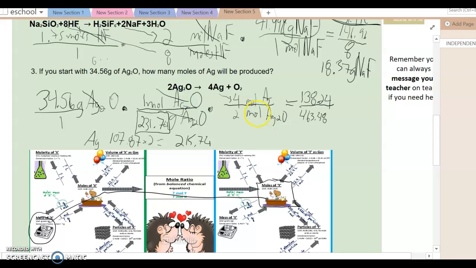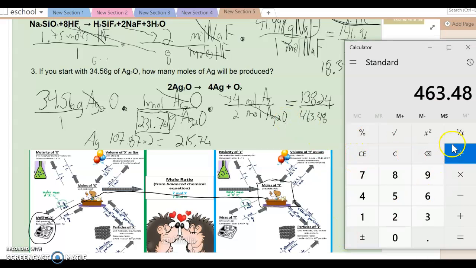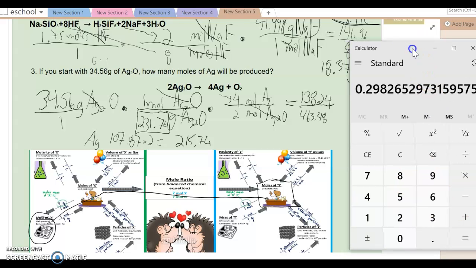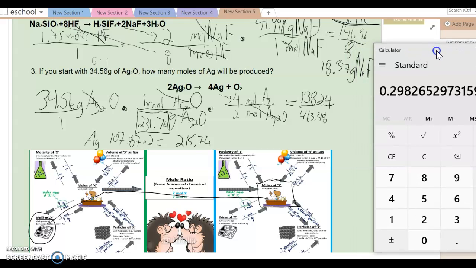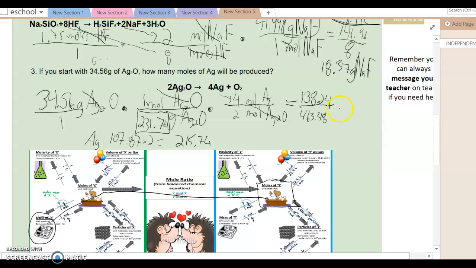Conveniently, I kind of forgot what my unit was, but then I go back and I say, oh yeah, the only thing left is moles of Ag. So 138.24 divided by 463.48 gives me my answer of 0.30 moles of Ag.